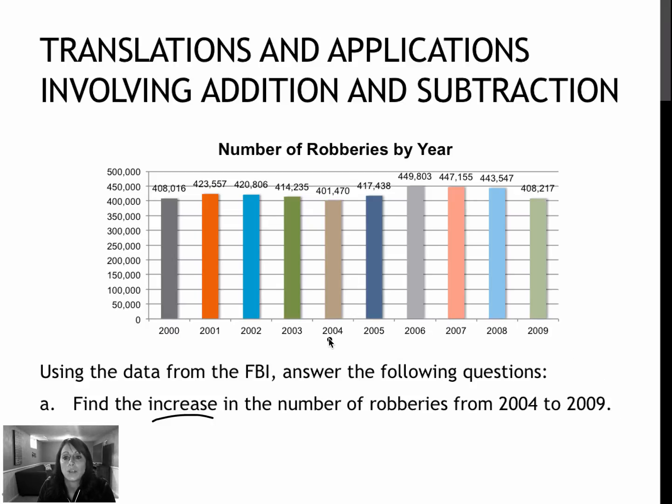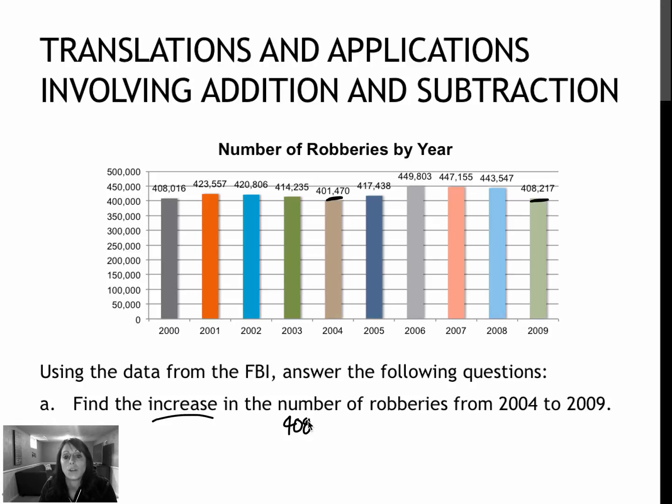So from 2004, the value was 401,470. 2009, it was 408,217. Now we're finding an increase, but that doesn't mean that we're going to add these together. If we're trying to find the sum of the two, we would add them. I want to know really what's the difference between this value and this value. So to find the increase, I first am going to have to subtract.